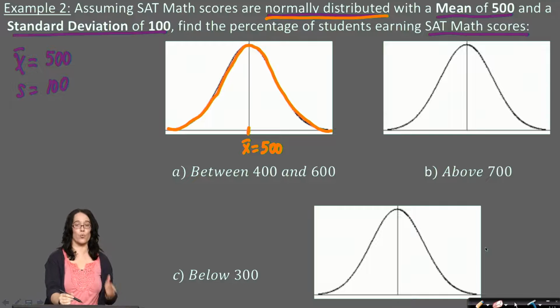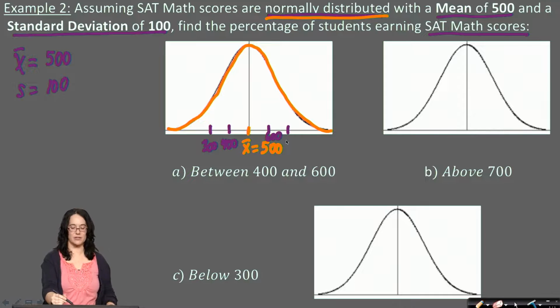is 100. So one standard deviation below the mean would be represented by 400, and above the mean would be represented by 600. Two standard deviations below would be another 100 that I subtract. So I'd be down at 300 here, but adding 100 the other direction, you'd be at 700. And if I subtract another 100 from the 300 that I started with here, I'd be at 200. And again, adding 100 to 700, we're at 800 here.